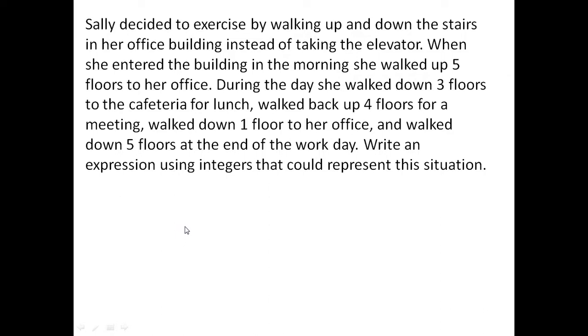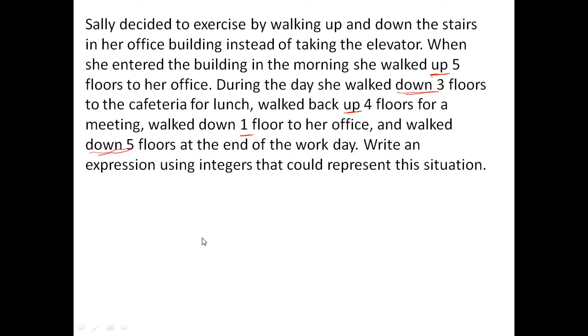Okay, so it says Sally decided to exercise by walking up and down the stairs in her office building instead of taking the elevator. When she entered the building in the morning, she walked up 5 floors to her office. During the day, she walked down 3 floors to the cafeteria for lunch, walked back up 4 floors for a meeting, and then walked down 1 floor to her office. And then she walked down 5 floors at the end of the workday. She's a busy girl. Okay, so she has gone up, down, and we are to write the expression using integers, which means positive and negatives, that could represent the situation.